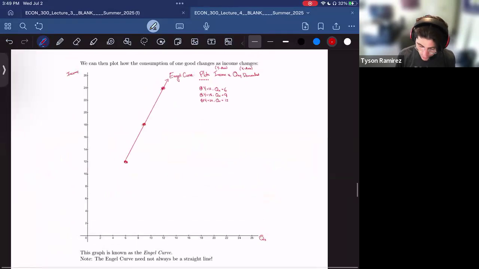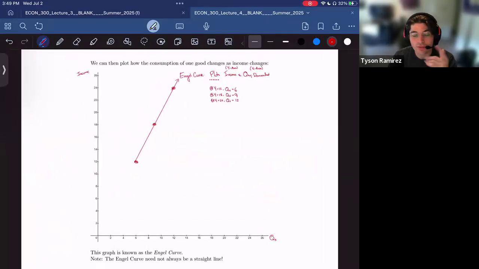All right. One thing I want to note is that because of the preferences I chose, really easy ones, and the prices I chose, very simple things, we got a straight line. The Engel curve does not need to be straight. There's nothing that says it is required to be straight. It's simply straight in this example because of the problem that I chose, the example that I gave. All right. We should just know that the Engel curve plots the demand against income, or the consumption against income. All right. This is the Engel curve.